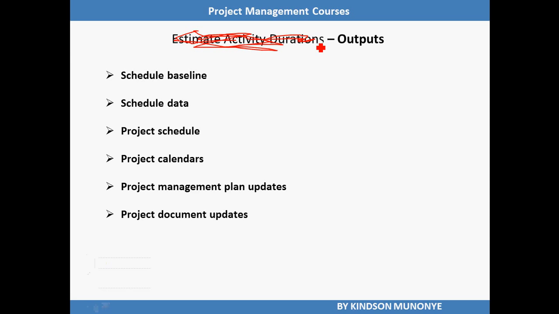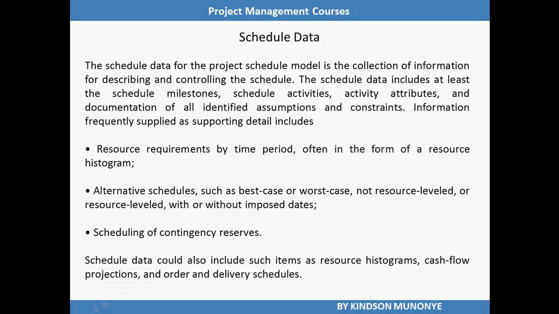Let's take a brief look at schedule data. The schedule data for the project schedule model is a collection of information for describing and controlling the schedule. The schedule data includes at least the schedule milestones, schedule activities, activity attributes, and documentation of all identified assumptions and constraints.